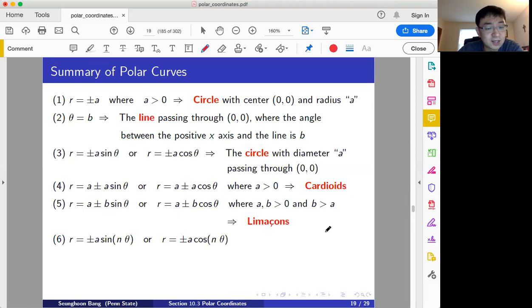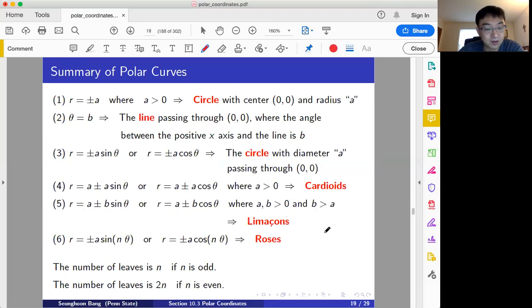R equals plus minus A sine n theta, R equals plus minus A cosine n theta. So what's that? Like roses. N-leaved roses. Number of leaves is n if n is an odd number. The number of leaves is 2n if n is an even number. So that's it. This is the whole idea.